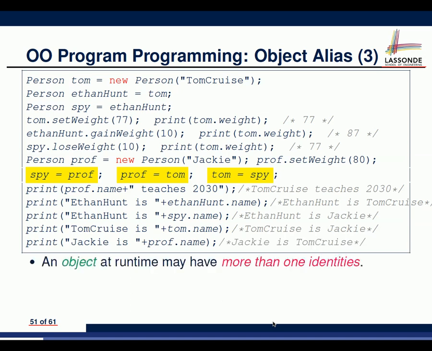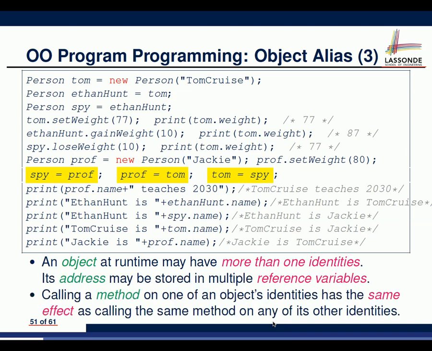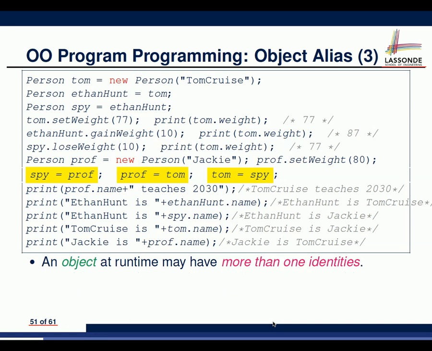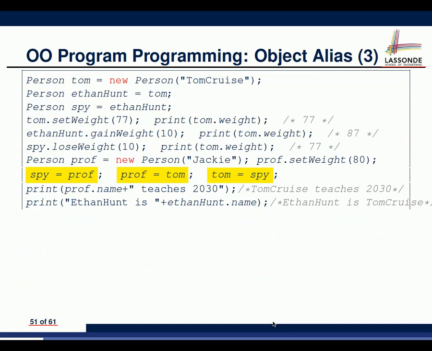Let me just conclude about aliasing here, like a mini conclusion. An object at runtime may have more than one identity by using assignment to copy the addresses. Also, calling a method on one of the names is effective to all the other names. That's basically what we are trying to illustrate so far. Now let me go to a little bit more challenging example. We'll do it together again.